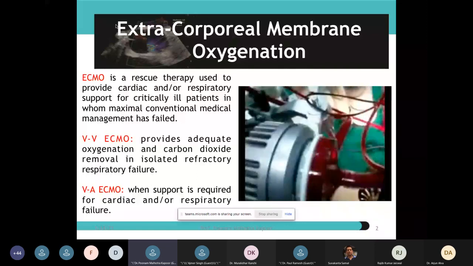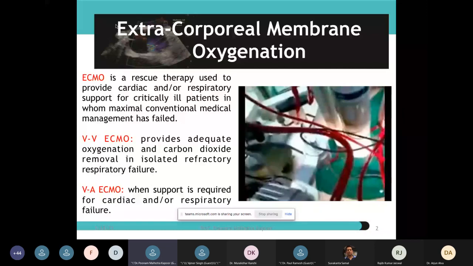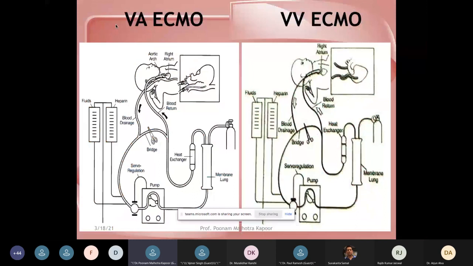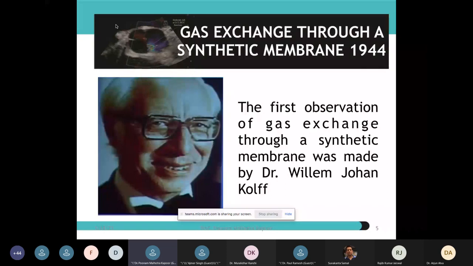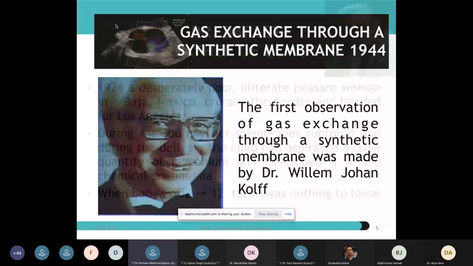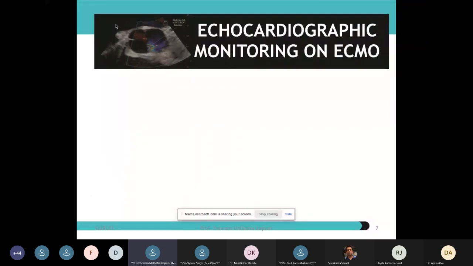Since yesterday, VV ECMO and VA ECMO were discussed in detail, and I won't go into the details of the circuitry and the kind of cannulas, but suffice to say that the veno-arterial ECMO circuit is very different from the veno-venous. The gas membrane exchange was brought to the forum in 1976 by Dr. Robert Bartlett, the father of ECMO, on a patient undergoing an ASD repair who had meconium aspiration and was put on ECMO. This was a good many years back.